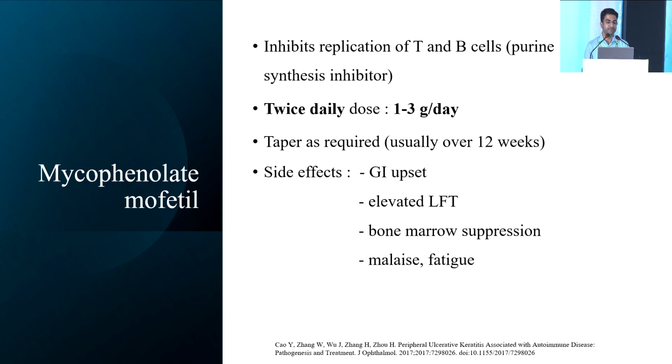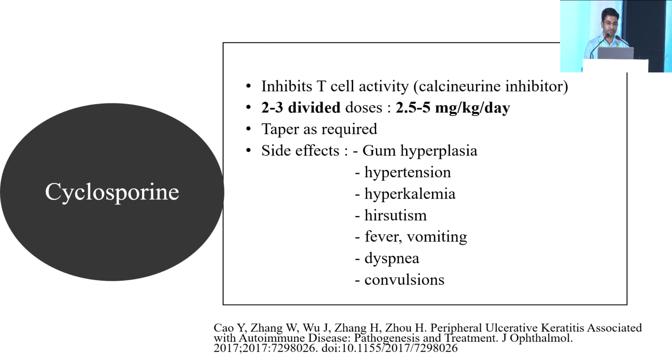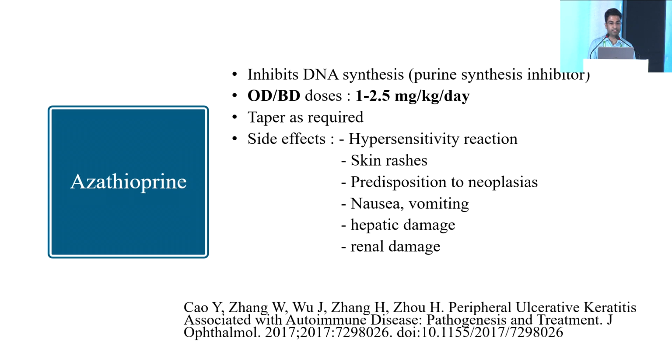The major side effects are elevated LFT, GI upset, as well as bone marrow suppression. Next is cyclosporin. It inhibits T cell activity, which is a calcineurin inhibitor. Two to three divided doses can be given at 2.5 to 5 milligram per kilogram per day, and tapered as required. Most common side effects are gum hyperplasia, hirsutism, and hyperkalemia.